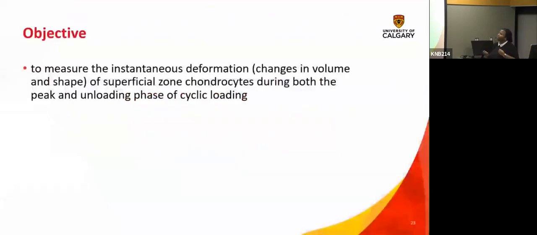So the next objective was to measure the changes at the top of the loading, as I mentioned. And this time around, we're pretty much just interested in the superficial zone, because the middle zone has shown us what it does. Even in diseases like osteoarthritis, it's usually the superficial zone that's mostly implicated, right? So we really want to know what's happening more there, so we just focus on the superficial zone for now.